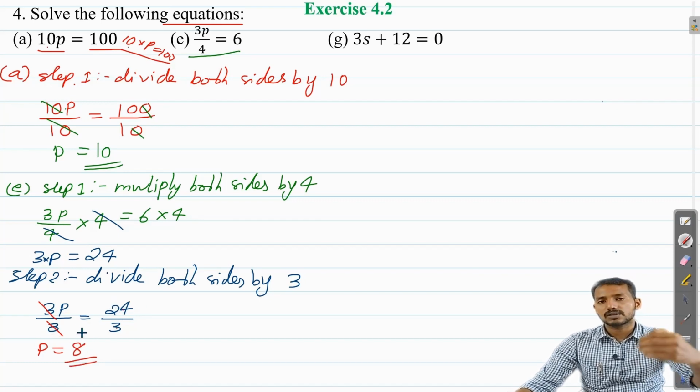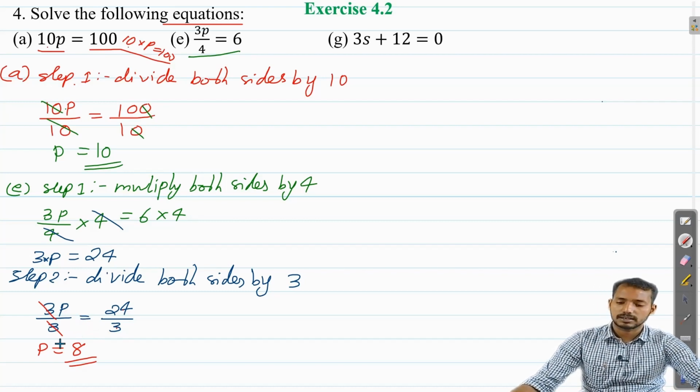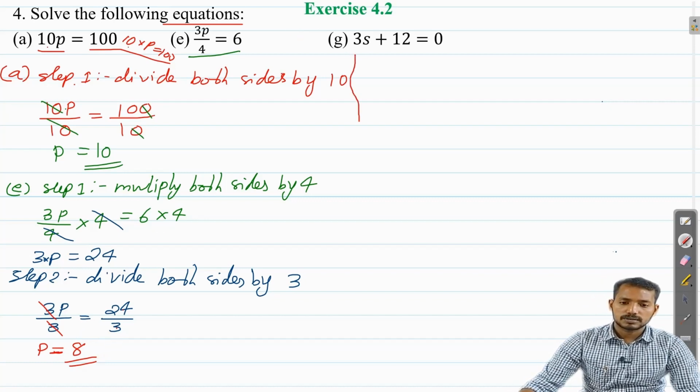Okay, numerical calculations, try yourself. Simple multiplication, addition like that. So p is equal to 8 is the solution of this equation. Now we are moving to the next option.